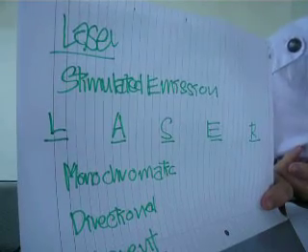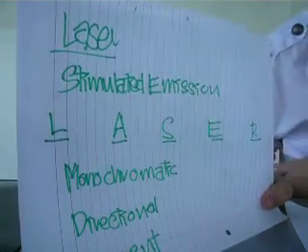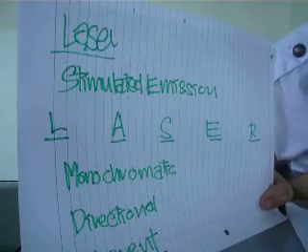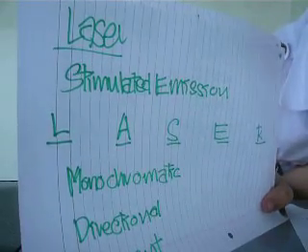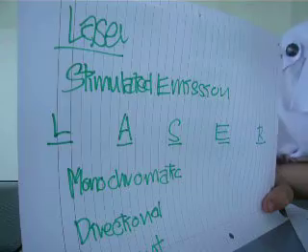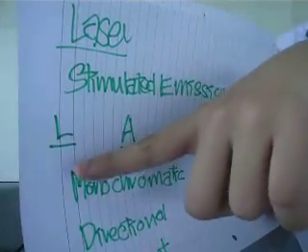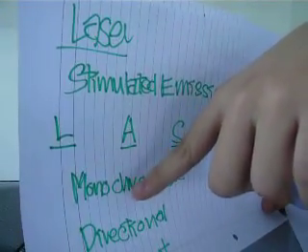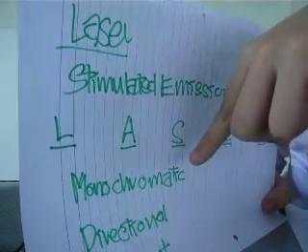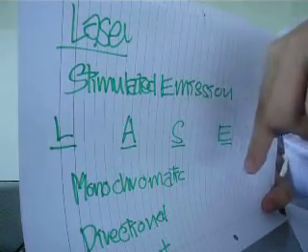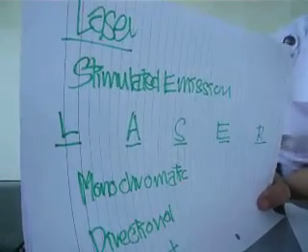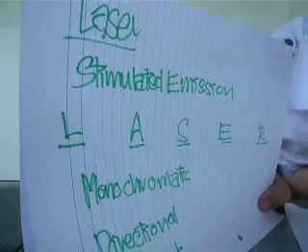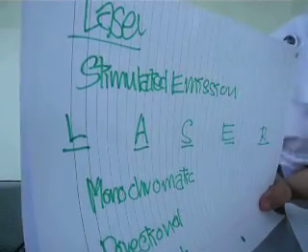Okay, what is a laser? A laser is basically a device that emits light through a process called stimulated emission. And basically a laser is a device that produces light and amplifies it. The term laser is an acronym for L, laser, A, amplification, S, stimulated, E, emission, and R, radiation. So all of them add up together is called light amplification by stimulated emission of radiation.